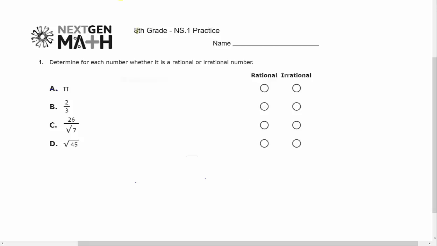We're working on 8th grade math here, number set 1, and that is also the tile 1 problem. Determine for each number whether it is a rational number or an irrational number. Highlighting those two key words, if we remember from a previous video, inside a rational is a ratio, and inside that ratio we know that we're talking about a fraction.